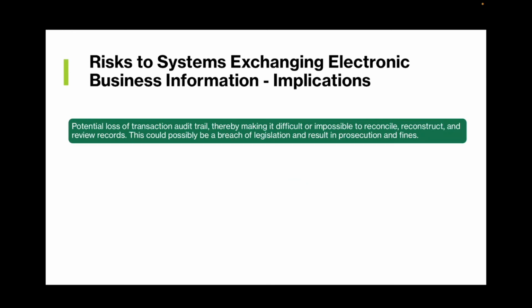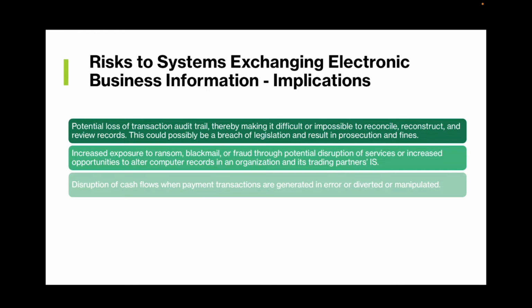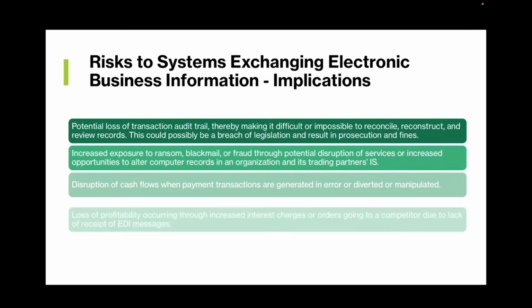Within this risk, there can be potential loss of transaction audit trail, thereby making it difficult or impossible to reconcile, reconstruct, and review records. This could possibly be a breach of legislation and result in prosecution and fine. So this also increases exposure to ransom, blackmail, or fraud, potential disruption of services, or increased opportunities to alter computer records in an organization and its trading partners' information systems. It can also disrupt cash flows when payment transactions are generated in error or diverted or manipulated.